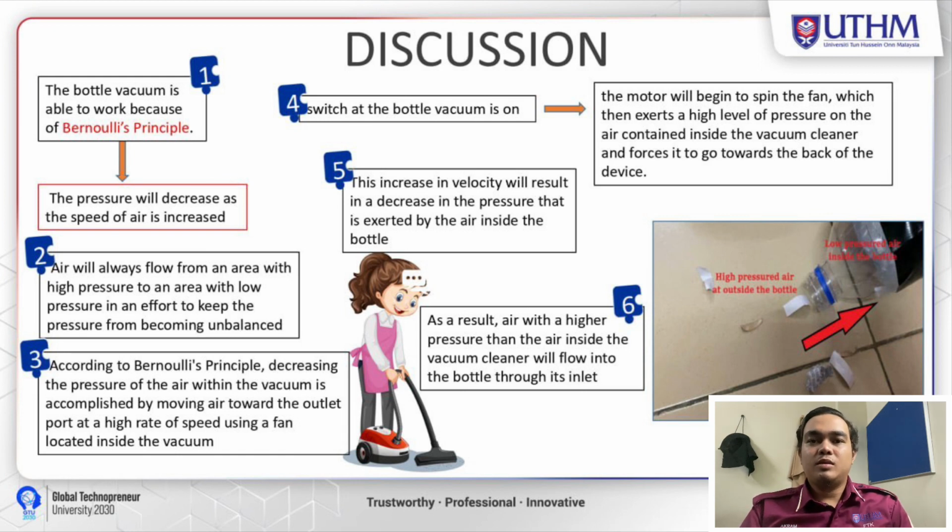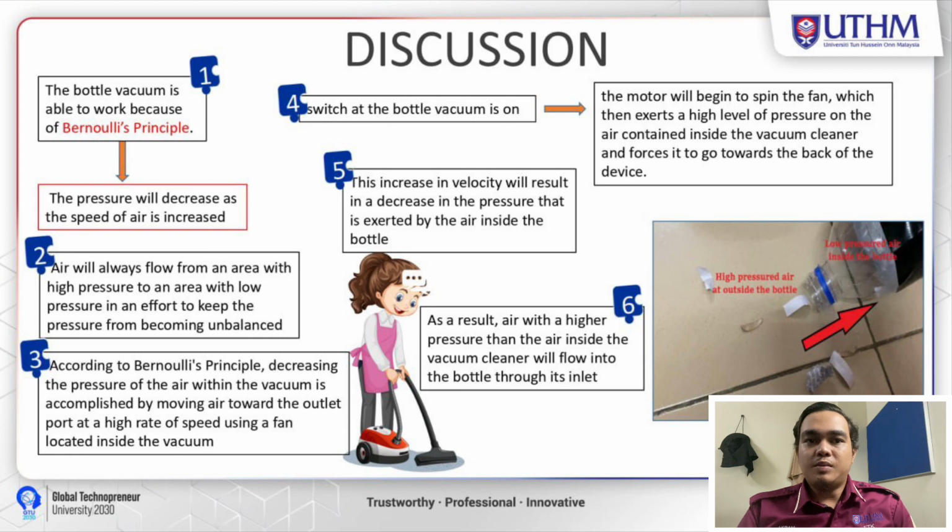So I will explain about the discussion for our project, bottle vacuum. So the bottle vacuum is able to work because of the Bernoulli principle. What is the Bernoulli principle? The Bernoulli principle states that the pressure will decrease as the speed of air is increased. So air will always flow from an area with high pressure to an area with low pressure in an effort to keep the pressure from becoming unbalanced.